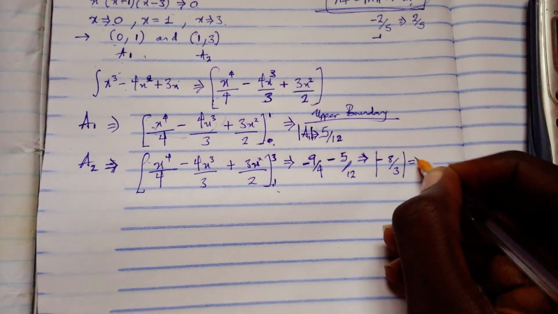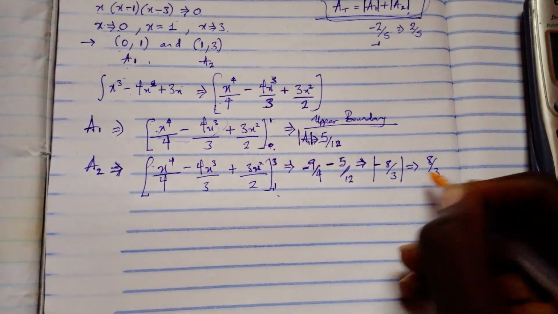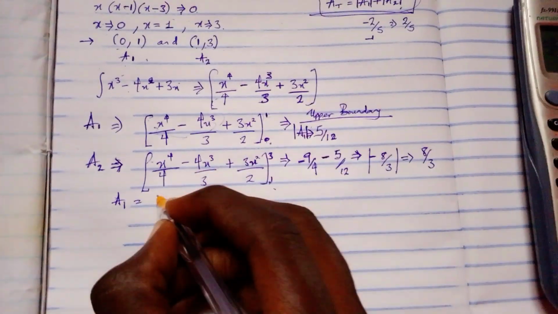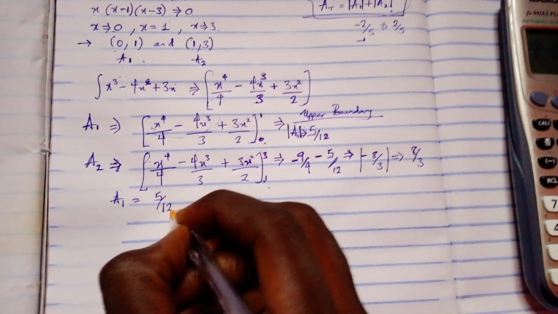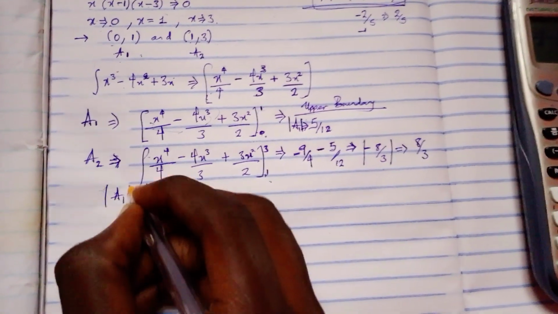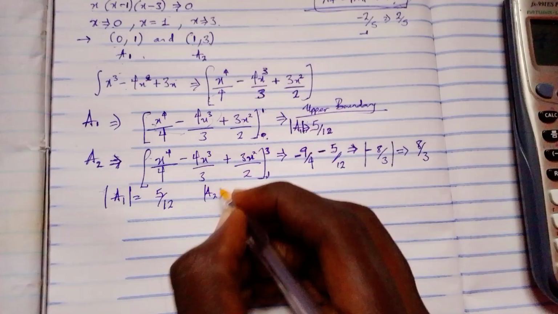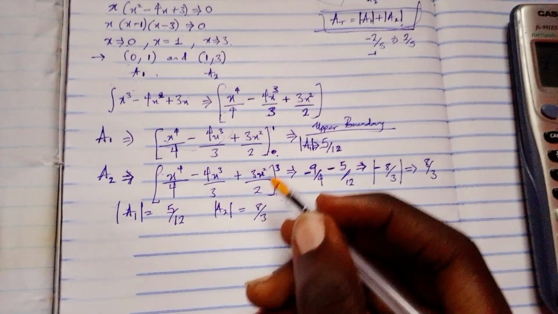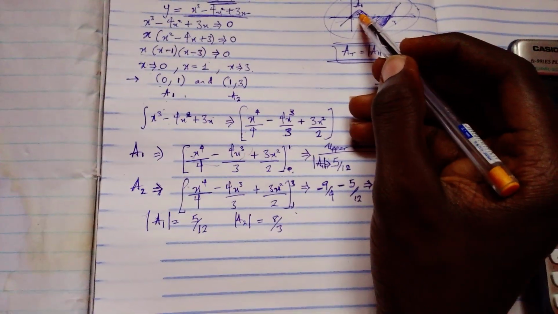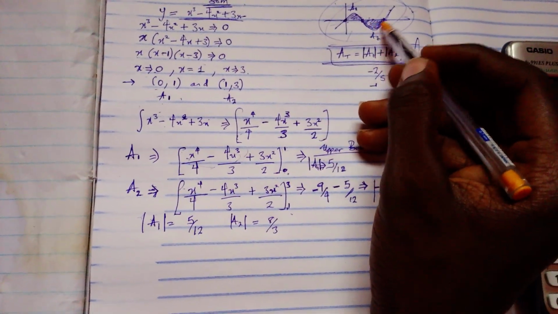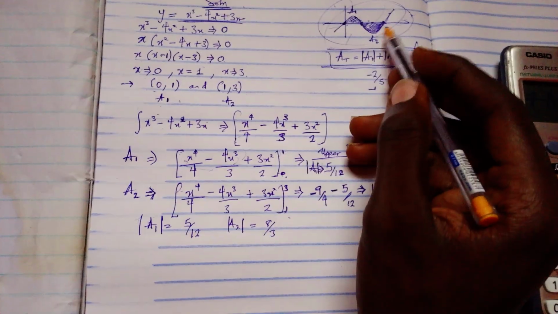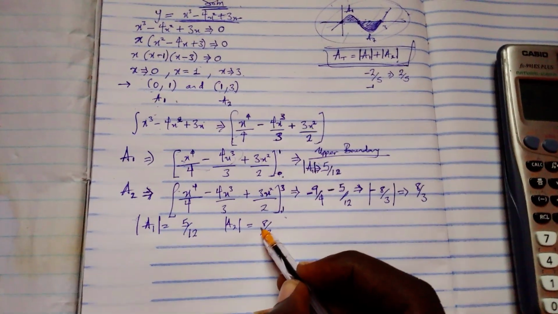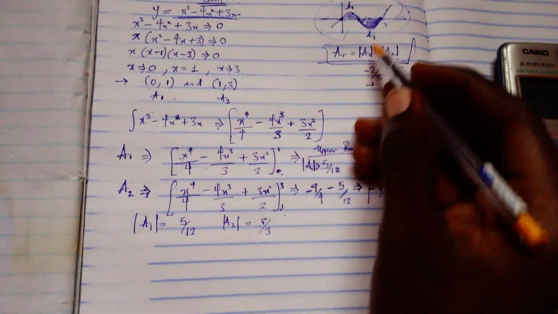So the result will be 8/3. That's our A2. Hence, absolute A1 is 5/12, and absolute A2 is 8/3. That means the area here is 5/12, and the area here, the reason why this A2 was giving us negative is because it is below the x-axis. Hence we took the absolute, and the area here is 8/3.